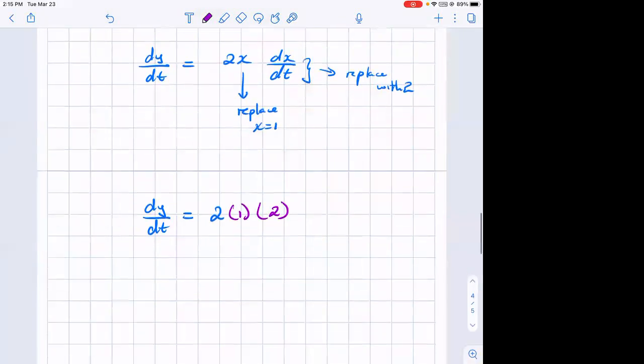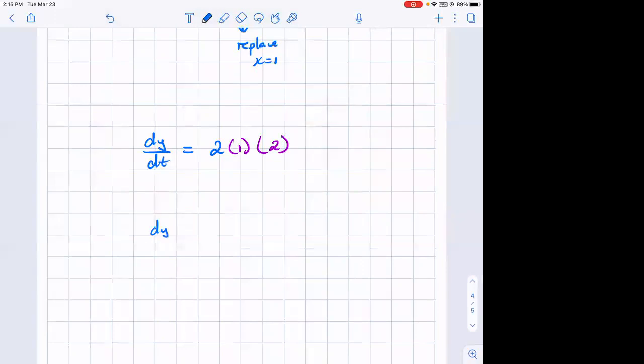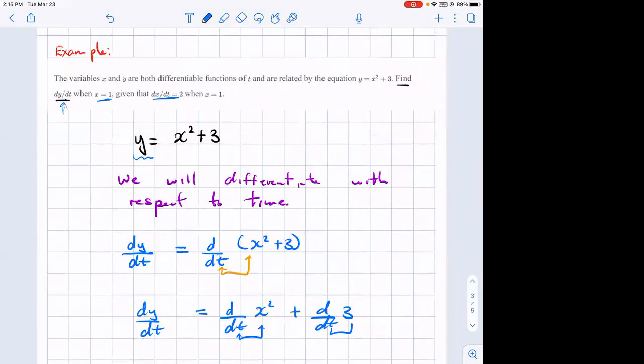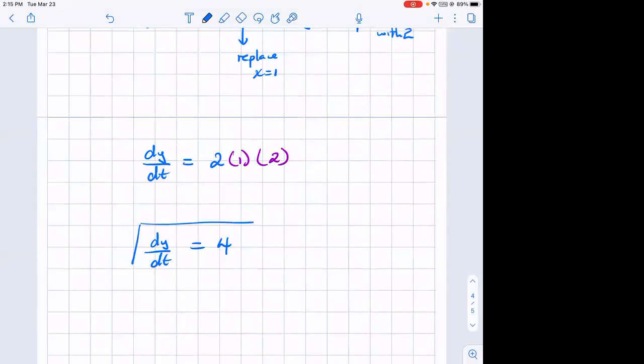Therefore, dy/dt is now equal to 4. And there are no units here, so we leave out units also. So this is our final answer for that particular problem.